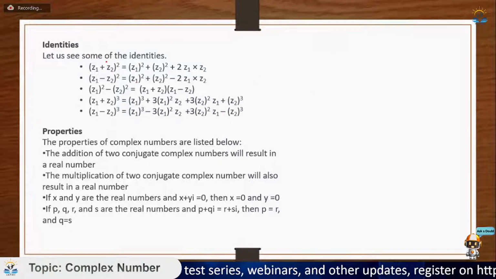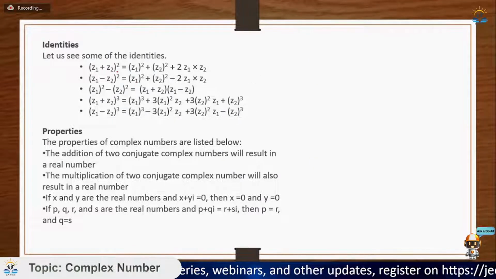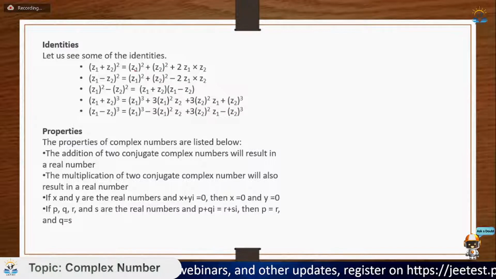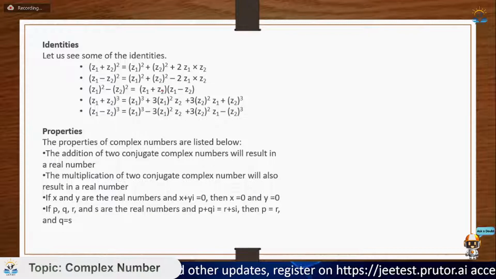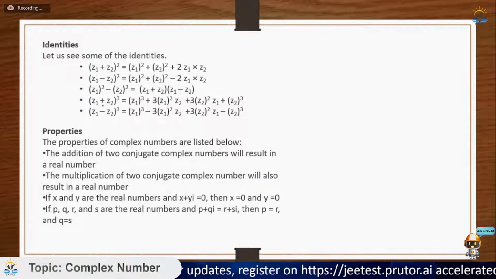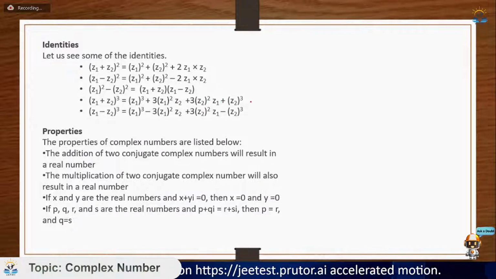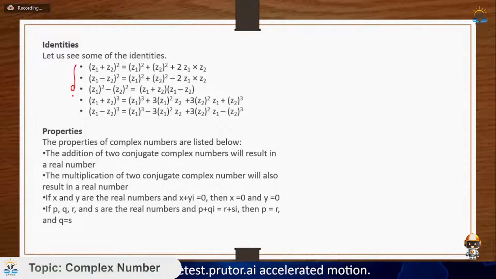Now some identities of complex numbers. Similarly, (a plus b) square is a square plus b square plus 2ab, (a minus b) square is a square plus b square minus 2ab, a square minus b square is (a plus b)(a minus b), all the same properties. (a plus b) cube is a cube plus 3 a square b plus 3 a b square plus b cube. Similarly, (a minus b) cube. All those properties which you have already studied in algebraic functions are the same in complex numbers.